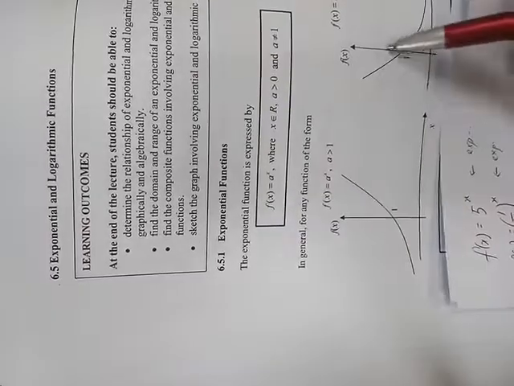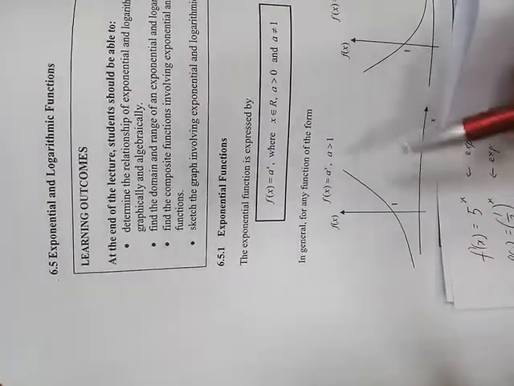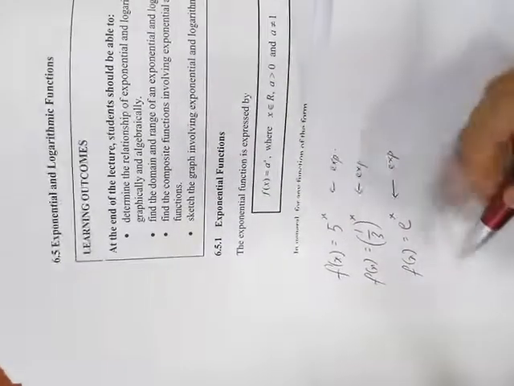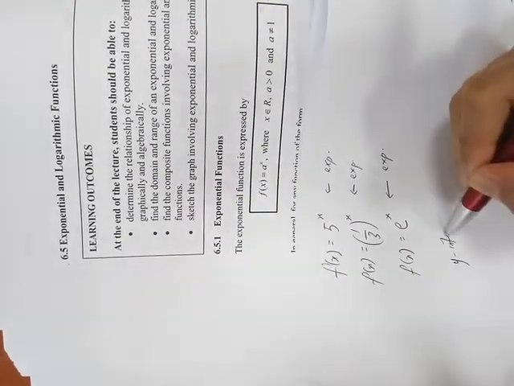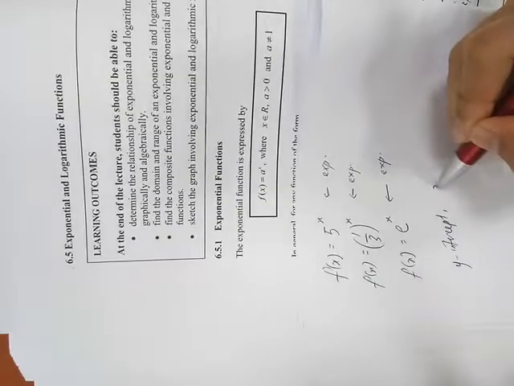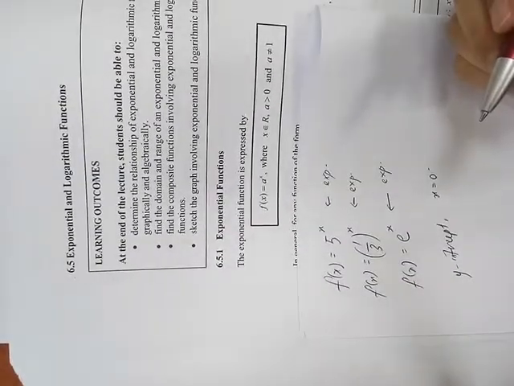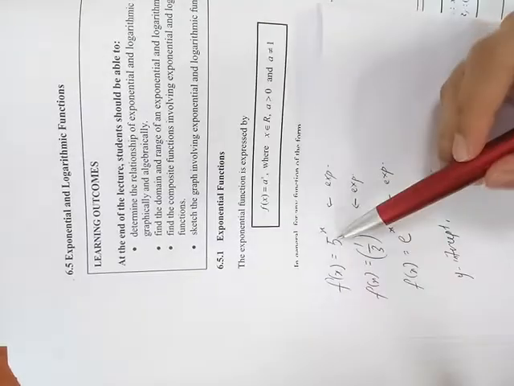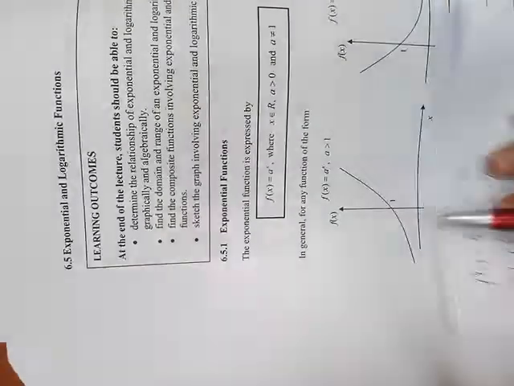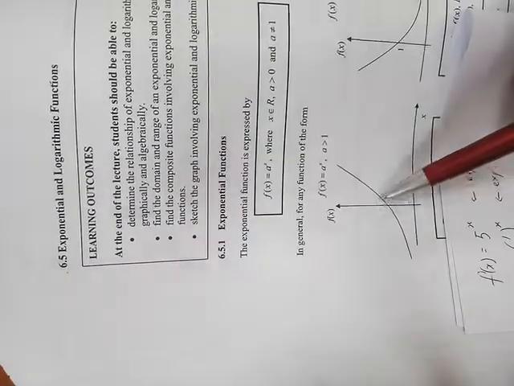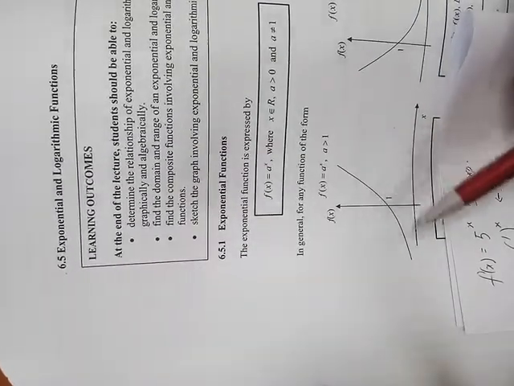And how to get the y-intercept? We know that the y-intercept exists when x equals 0. That means in order to get the y-intercept, you substitute the x value in your function with 0. Then you will get the y-intercept. And then you just sketch the curve from left to right.